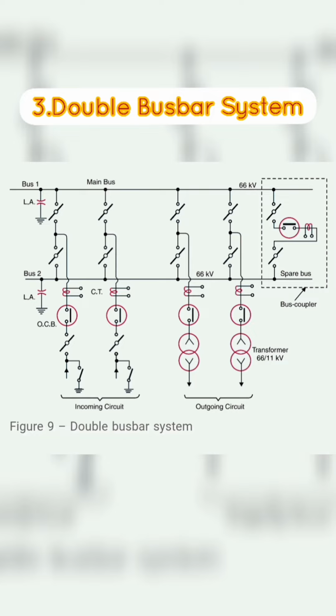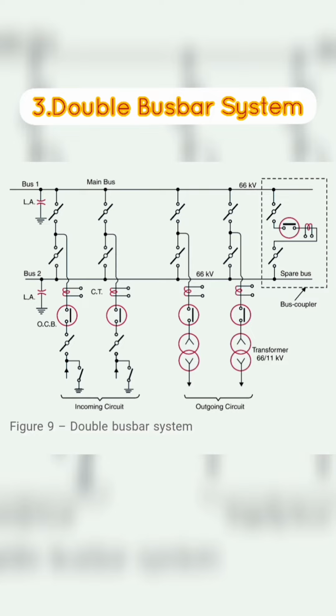Ordinarily, the incoming and outgoing lines remain connected to the main busbar. Note: however, in case of repair of main busbar or fault occurring on it, the continuity of supply to the circuit can be maintained by transferring it to the spare busbar. For voltages exceeding 33 kV, duplicate busbar system is frequently used.